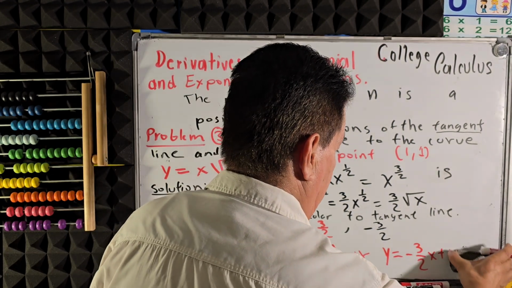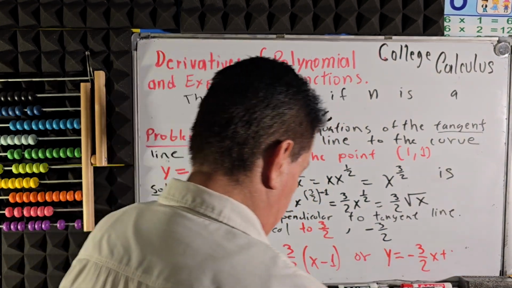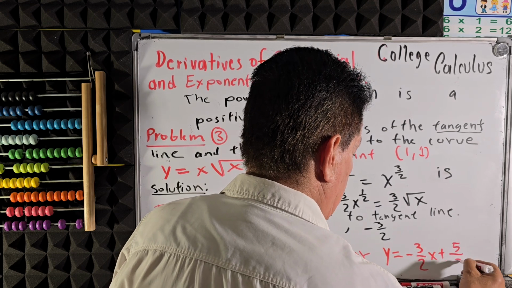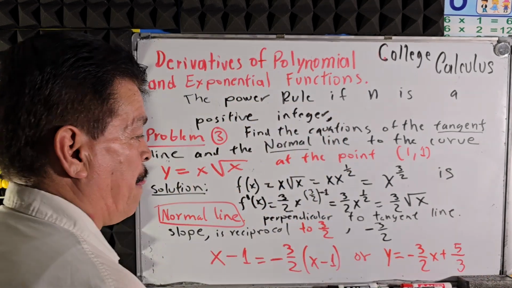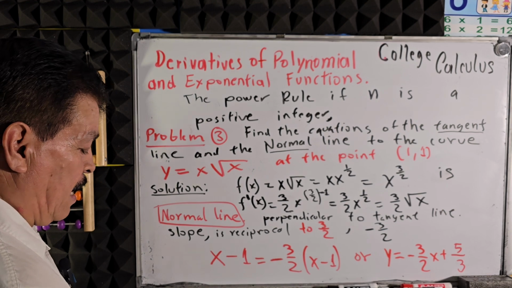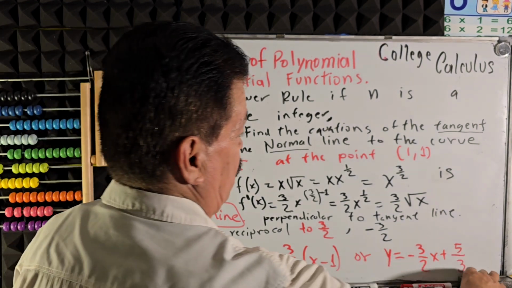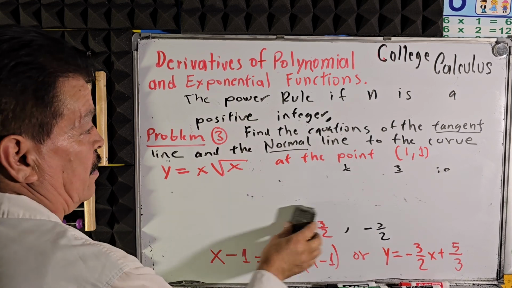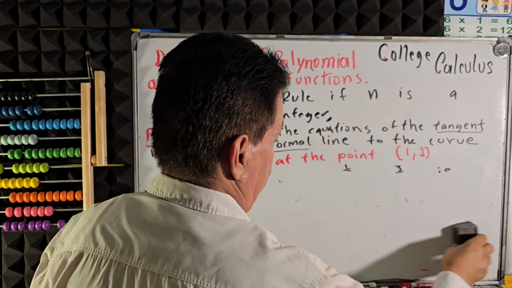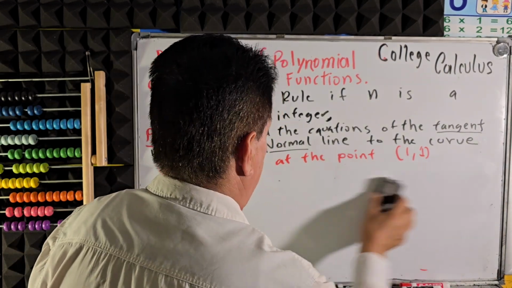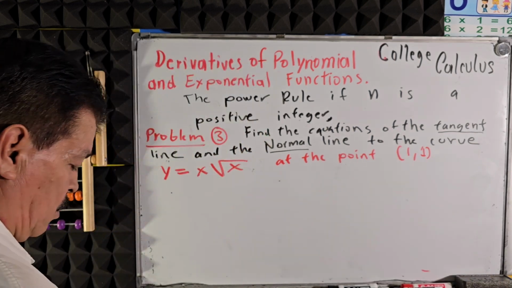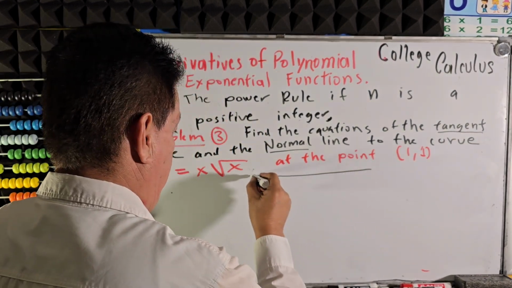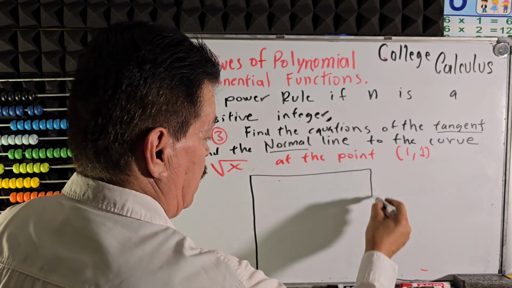No, this is not 5/2. It will be 5/3. All right, so that's the line. Let me show you in a picture. I will erase all this, and then I will make a picture about this problem. Make a graph. So I make a little graph right here, and this problem.